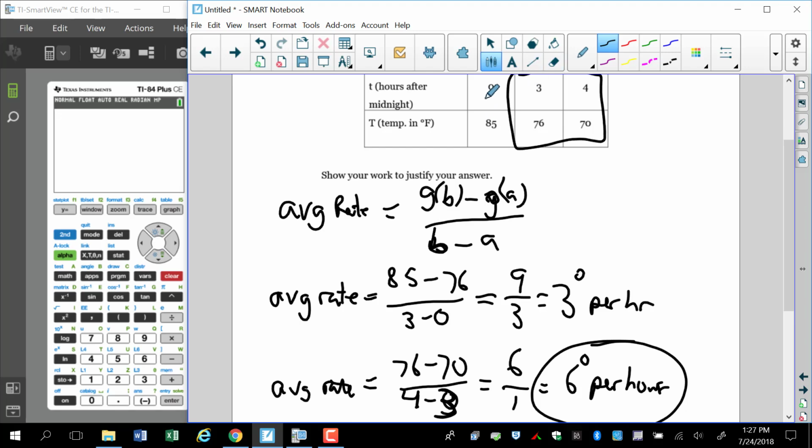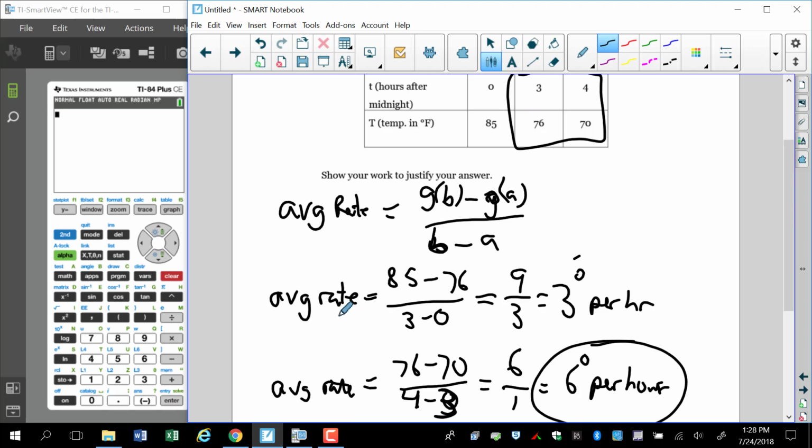So notice between midnight and 3 a.m., it went down 9 degrees, but it went down 9 degrees in 3 hours, which is really 3 degrees per hour, versus going down 6 degrees in that 1 hour, which is 6 degrees per hour. So you can't just look at the temperature, you're looking at the average rate of change. This is how you use the average rate of change formula.